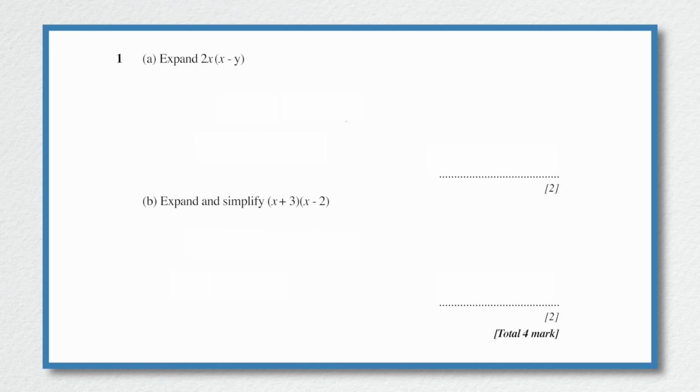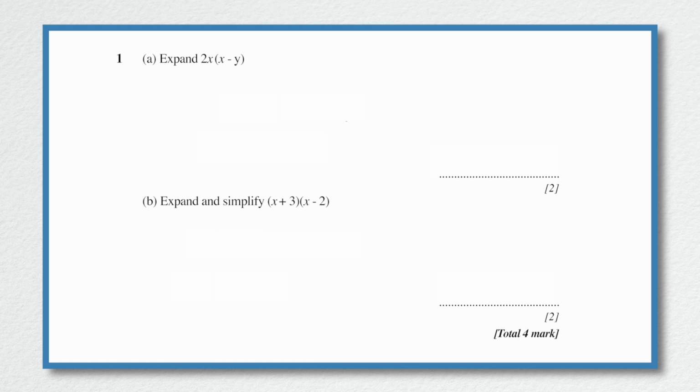Part A. Expand 2x open brackets x subtract y close brackets. Notice that there are 2 marks to this question, suggesting 2 parts to the answer. More than likely, the extra mark will have something to do with simplifying. Now, when we are being asked to expand an expression, the chances are that the expression is in factorised form.